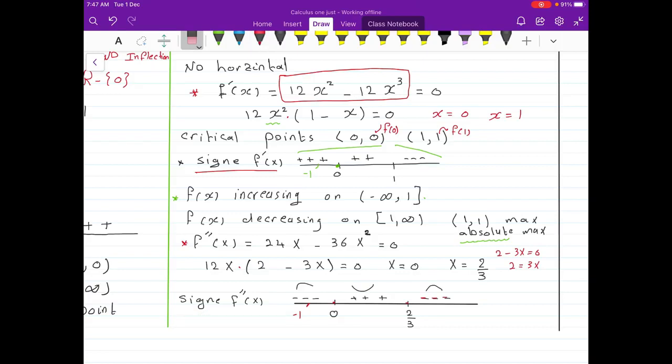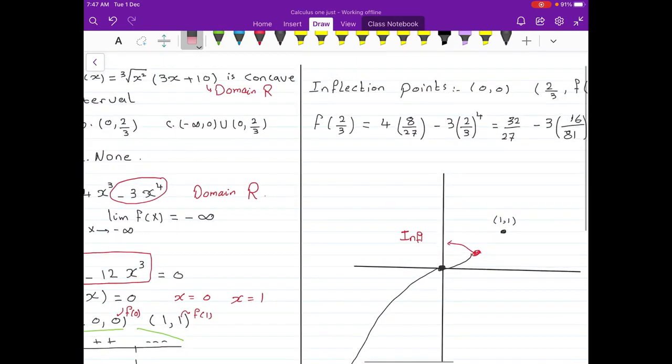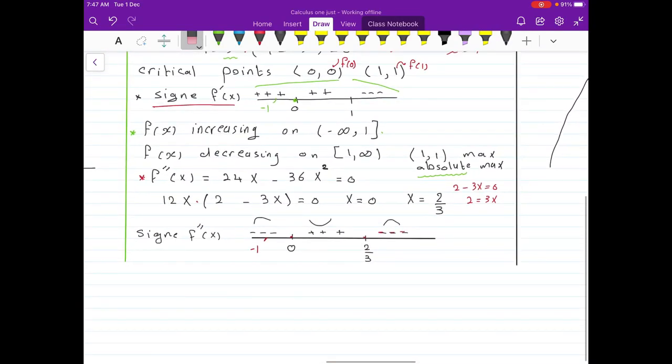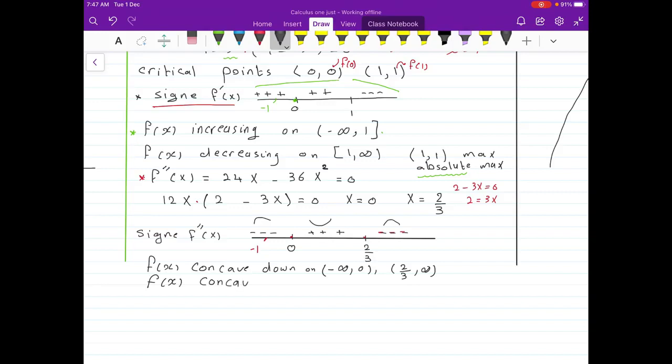That means f(x) is concave down on which interval? On minus infinity to 0 and on the interval 2/3 to infinity. And the function f(x) is concave up on which interval? On the interval (0, 2/3).